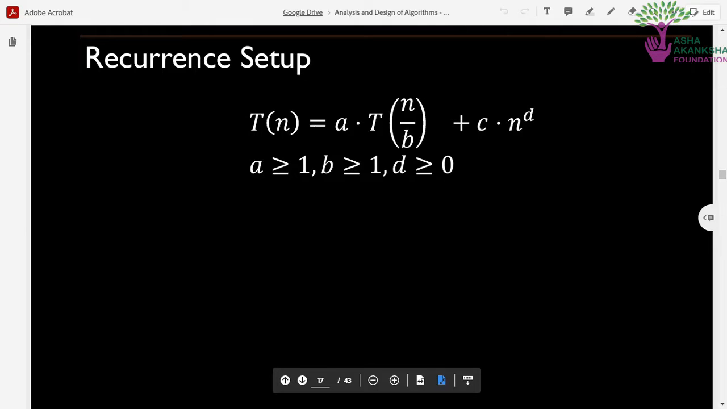So T(n) is equal to a T(n/b) plus c n^d. You must take care of all these constraints on the constants a, b, and d. c is a simple constant. It is a real number. It can be anything. And similarly, a, b, and d are also real numbers. a should be greater than or equal to 1. Similarly for b, and d should be greater than or equal to 0.